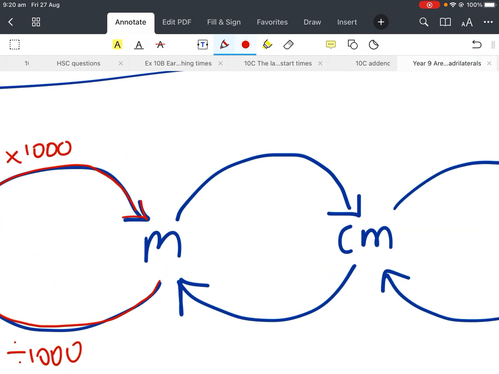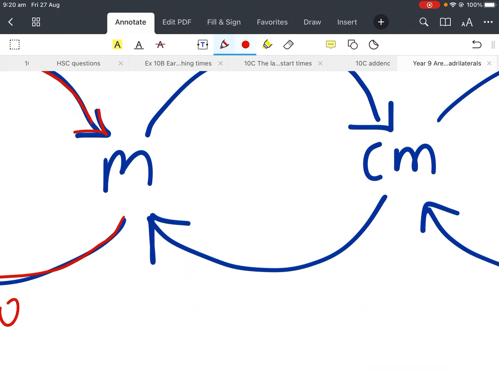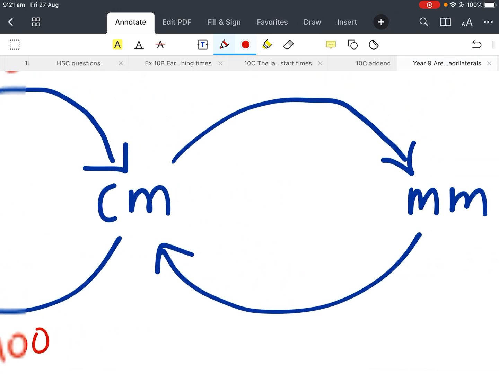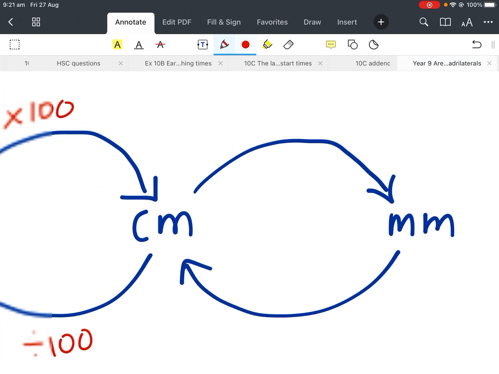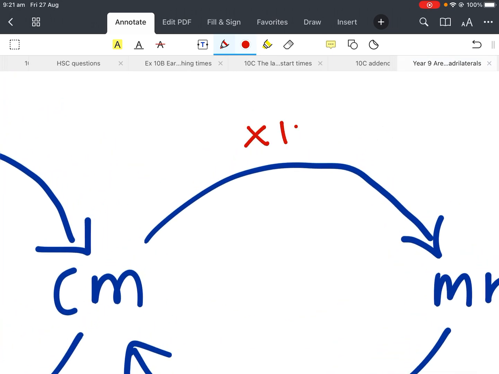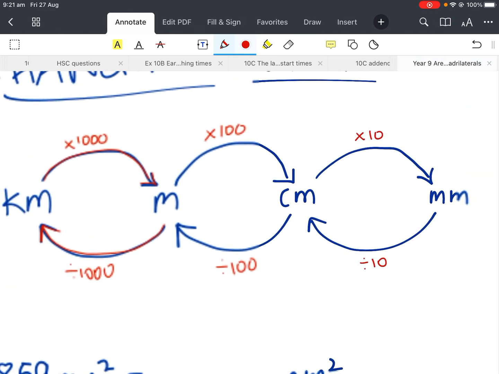How many centimetres in a metre? Hopefully said there's 100, miss. So metres to centimetres, follow the arrow. You times by 100. Centimetres to metres, you divide by 100. And then the next one, centimetres to millimetres. How many millimetres in a centimetre? Well, there are 10. So if you're going from centimetres to millimetres, you times by 10. And if you're going the other way, you divide.